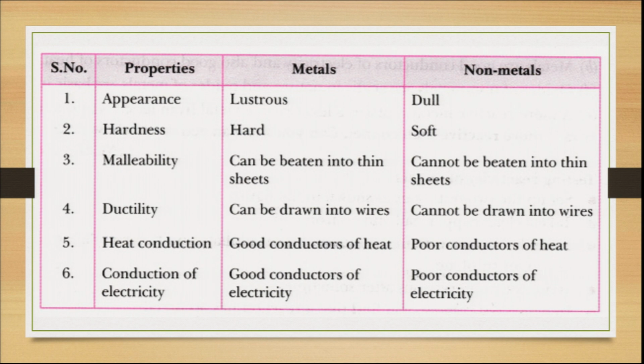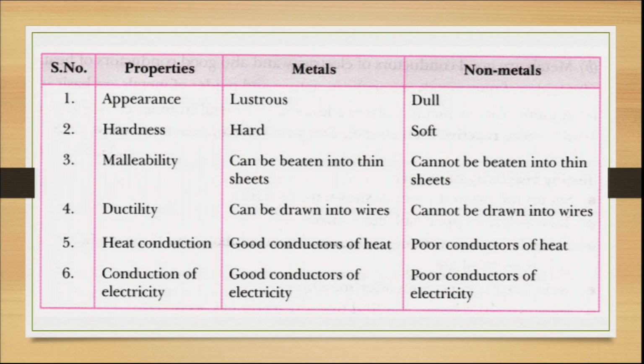Now dear students, let's distinguish between metals and non-metals based on their physical properties. What are the differences between them? If you look at the table, appearance: metals are lustrous, that means they have a shiny surface, whereas non-metals are dull in nature, that means they do not have any shiny appearance. But my dear students, chemistry is full of exceptions. Here also you will find an exception in case of non-metals, that iodine is a non-metal which has metallic luster. It has a shiny surface like your metals.